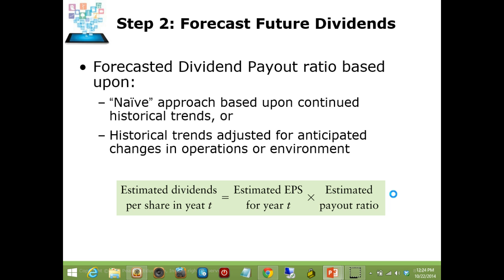Okay, so here's the formula for forecasting dividends. Dividends aren't that important, because we don't really concern ourselves too much with them. But if we want to calculate the estimated dividends, we take the estimated earnings per share times the payout ratio. Some companies give us the payout ratio, so we can actually calculate the dividends.